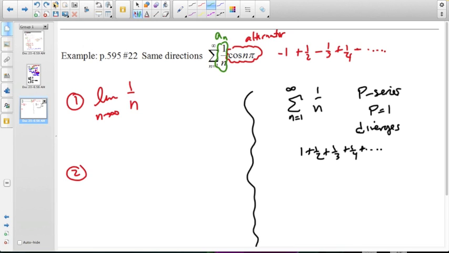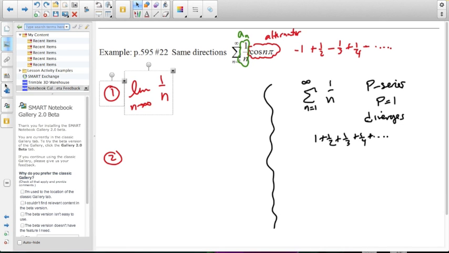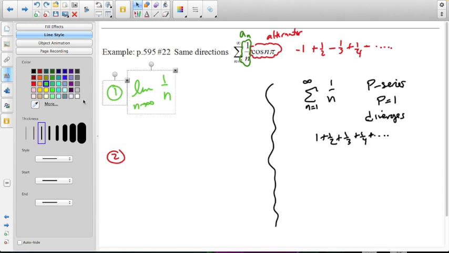Let me just change those colors. Go ahead and go to green. Oh, this is the right green here. Must be that one. Okay, there we go.